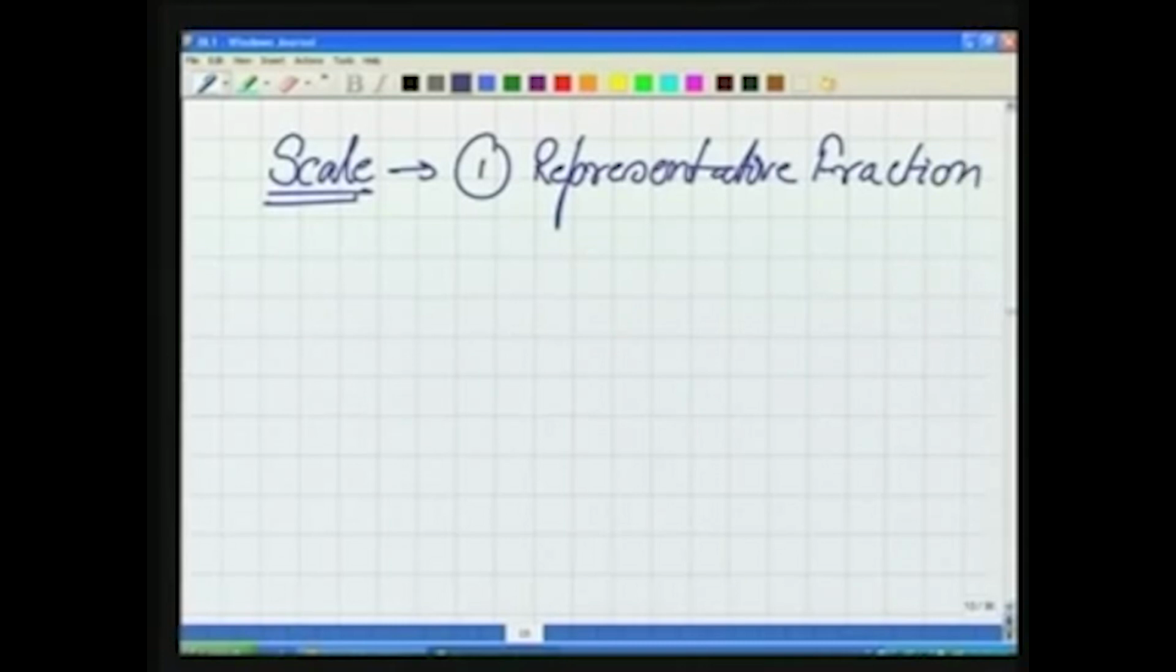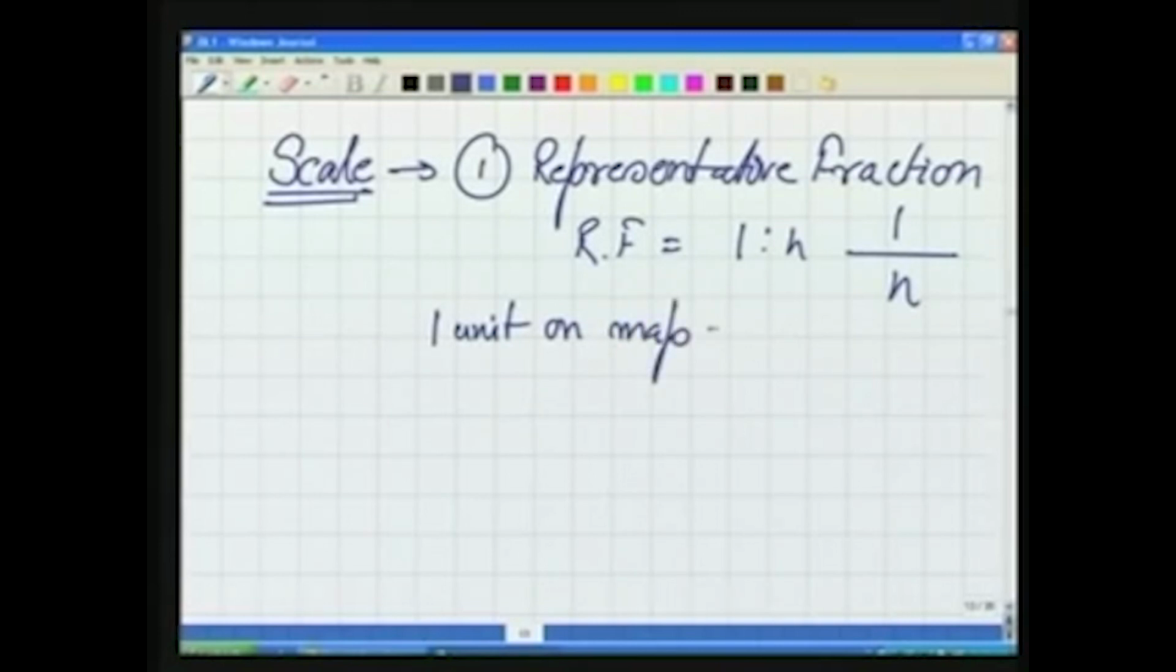What is this? We write this representative fraction, also referred to as RF, as 1:n. Many times we also write it as 1 by n. What is the meaning of this? The meaning is 1 unit on the map is equal to n units on the ground.